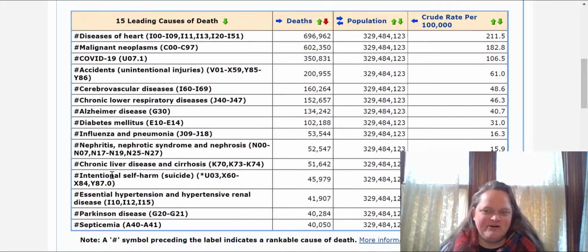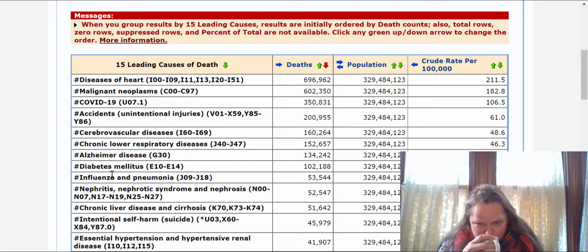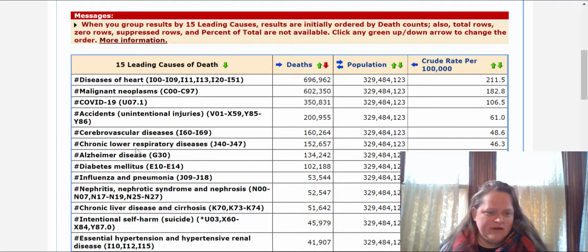It is a rankable cause of death. It's got its own code, U. So a lot of extra things get a U, and it got its own new code, U07.1 for COVID-19. And you see the population that we're using for the rate for that year. Heart disease and cancer still outranked COVID for 2020. And then we have accidents, a stroke, chronic lower respiratory disease, Alzheimer's, etc.